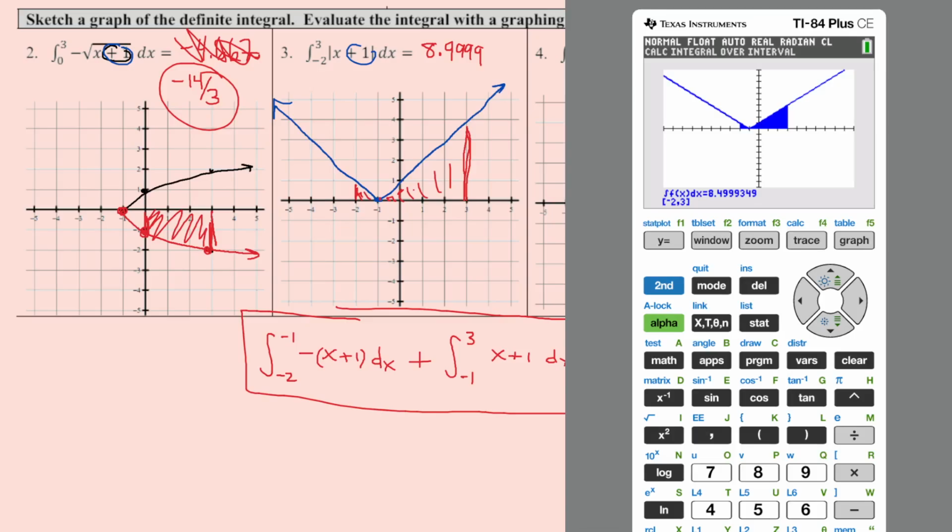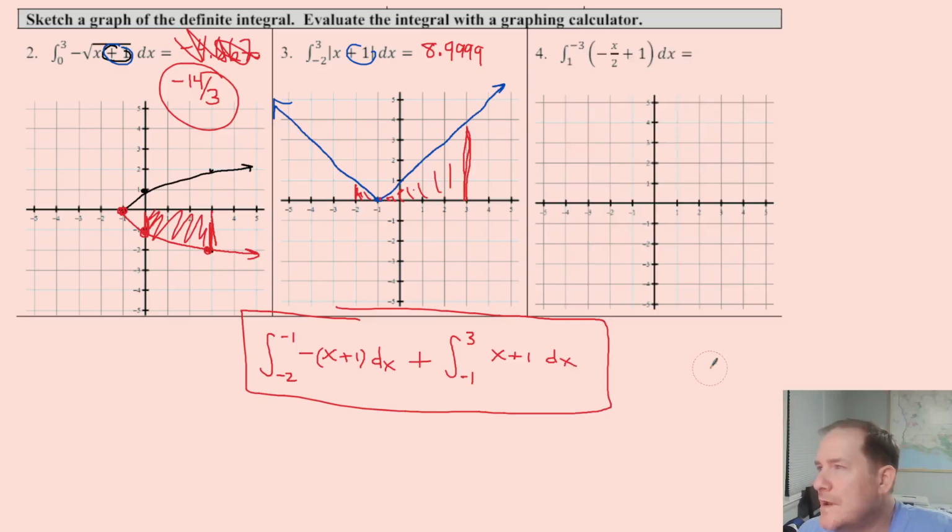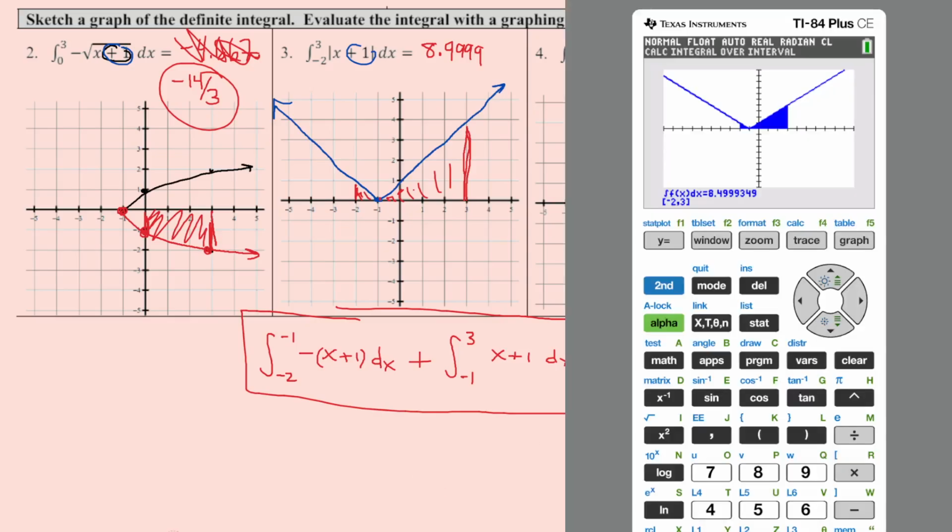Anyway, let's do the third one. And I'm not going to go nuts on the third one. Let's just do it in our calculator like it says to. And again, you guys can follow along. You should have done it already. But if you haven't practiced how to do this on your calculator, just make sure you do.